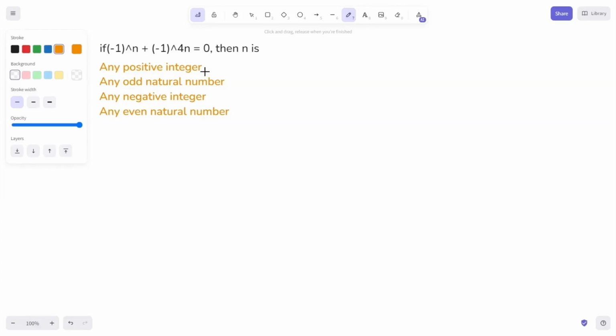Let's check the first option: any positive integer. We can take the value of n as 2. Let's put the value of n into the equation. (-1) raised to the power 2 plus (-1) raised to the power 4 into 2 equals 0. Let's check whether the equation is satisfied or not. (-1) raised to the power 2 will become positive 1, plus (-1) raised to the power 8.